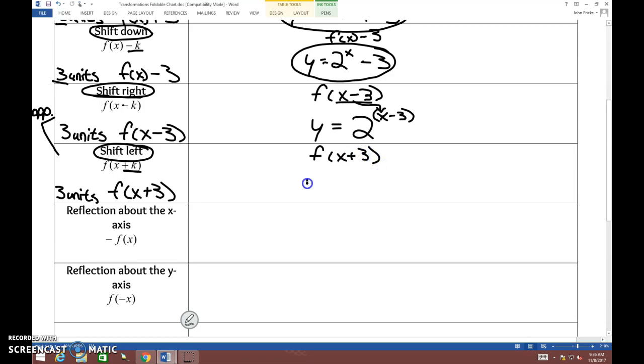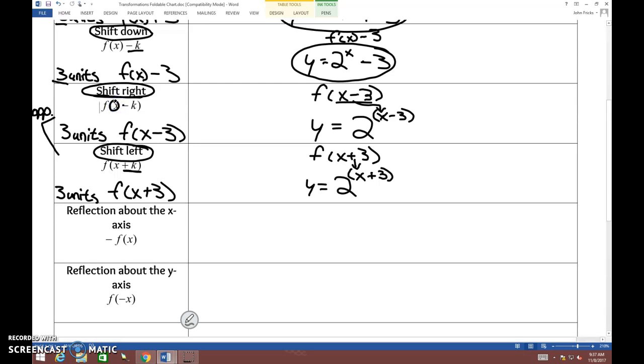So here we're going to have the equation y equals 2 to the x power. And then for x, we're going to substitute that x plus 3 in. So this is going to become 2 to the x plus 3. With shift right and shift left, the key here is to make sure you understand that we're changing the x. You're changing the x with this one.